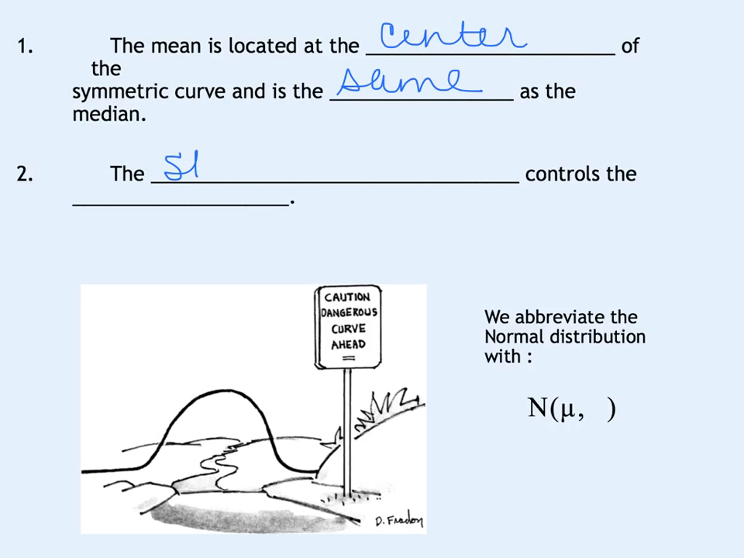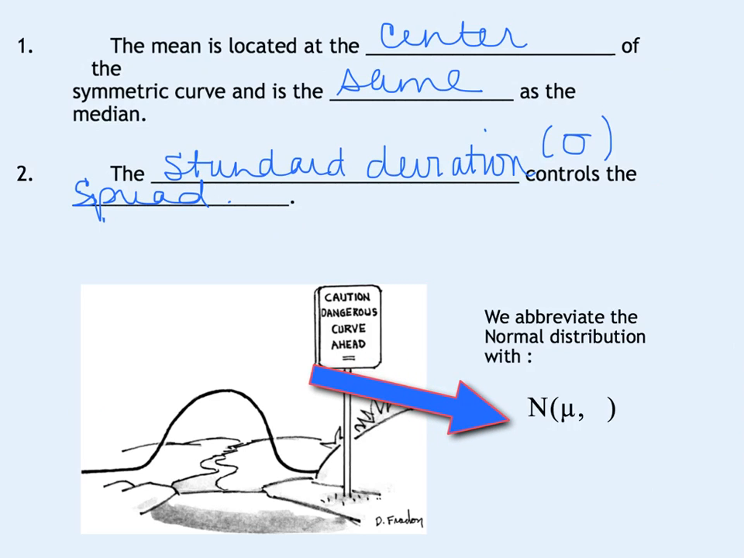The standard deviation, or sigma, controls the spread of the curve. All right, and so we abbreviate this normal distribution. This is like its name right here. This is how we would say its name. It would be N for normal distribution, mu, comma, sigma. So it's N for normal, and then you put your mean and your standard deviation. Now remember, this is like its first and middle name with a last name of N.